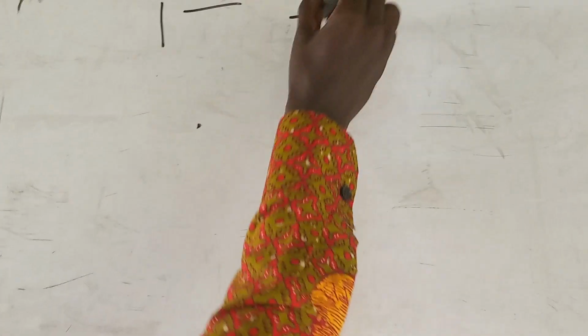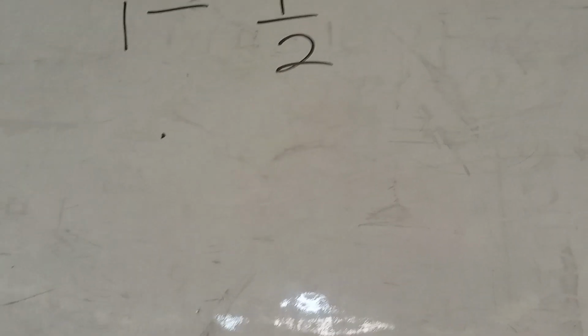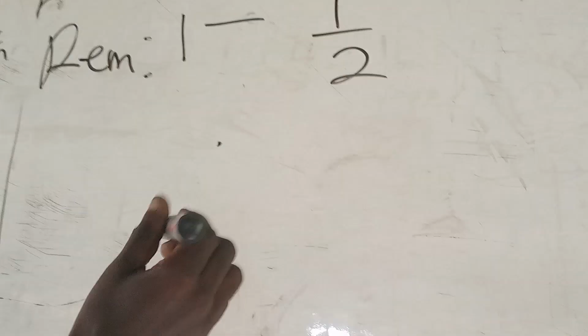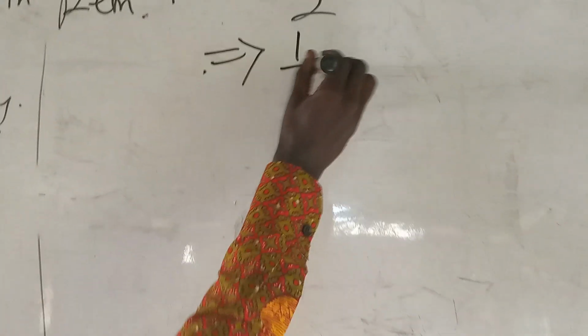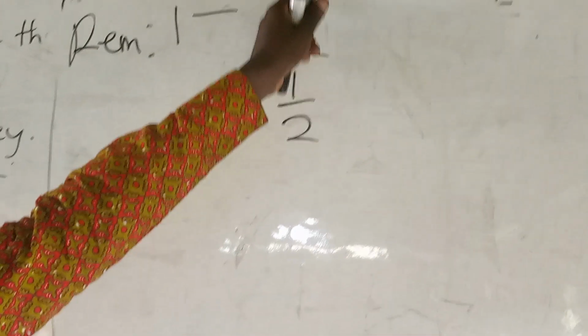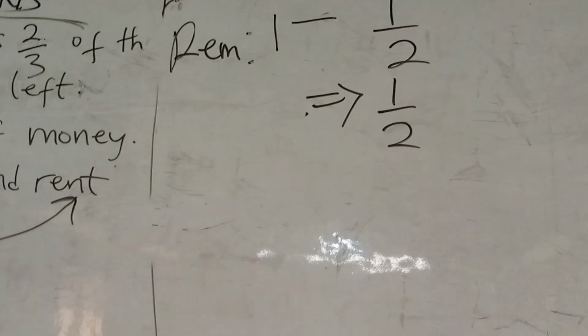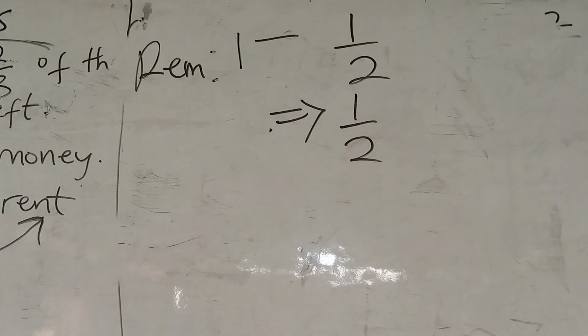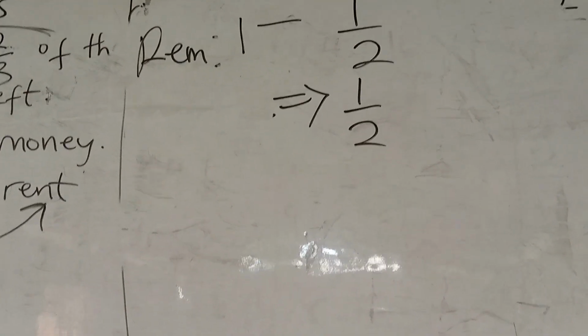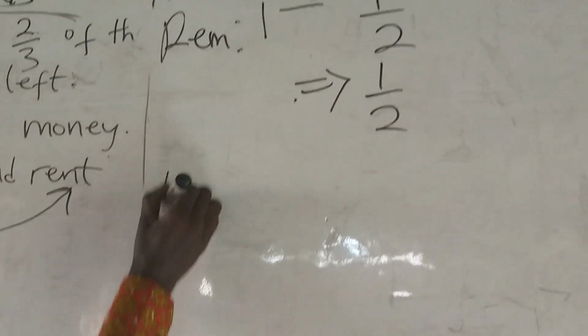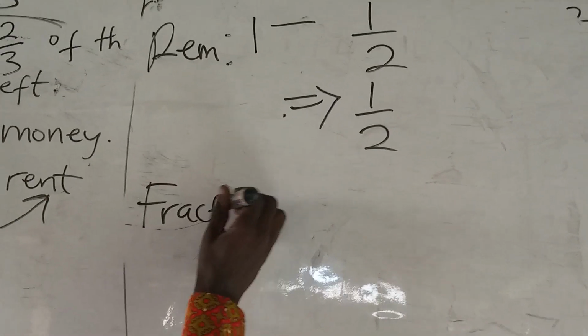So it becomes 1 minus 1 over 2. And 1 minus 1 over 2, so remember, 1 minus 1 over 2 is what? 1 over 2. Because what number should be added to this for us to get 2? 1 over the denominator. And once we know our remainder, they are saying he spends 2 over 3 of the remainder on food. So fraction spent on food.